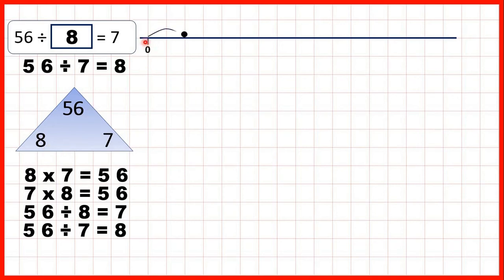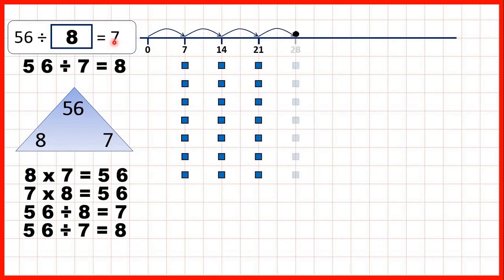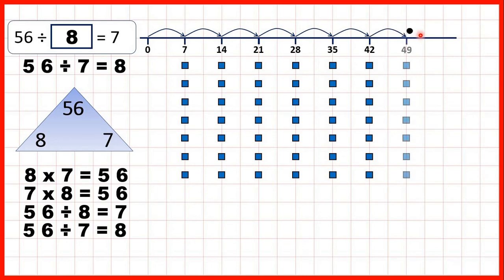Now to show this calculation on a number line, we can count on in steps of 7 until we get to 56. And because the 8th jump takes us to 56, we know that 56 divided by 8 must be 7.